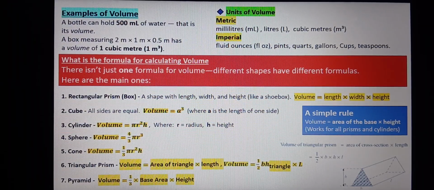The units of volume for the metric system are milliliters, liters, cubic meters. For the imperial system, you have fluid ounces, pints, quarts, gallons, cups, and teaspoons.